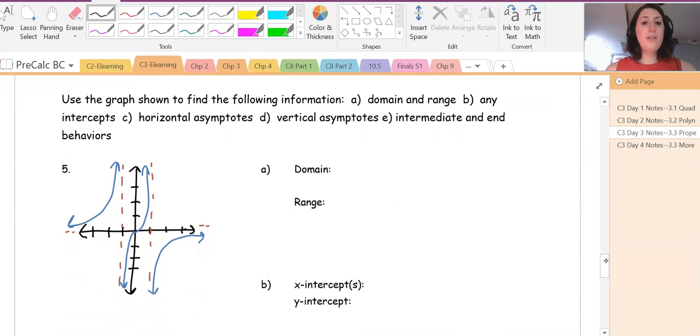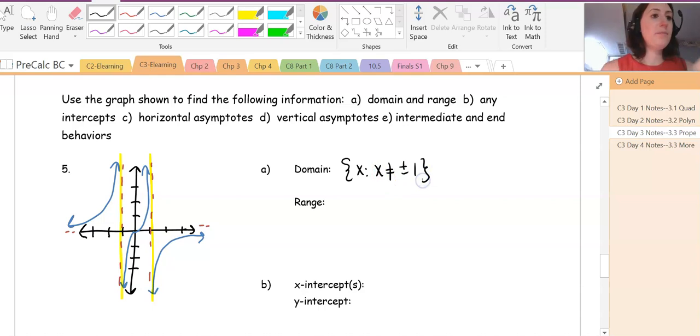All right, our final thing today, we're going to look at this graph and answer some questions. Use the graph shown to find the following information: domain and range, any intercepts, horizontal asymptotes, vertical asymptotes, intermediate and end behaviors. Okay, domain. Well, the only issues we have with our domain here are these guys right here, our vertical asymptotes. And so we're going to say that x, such that x is not equal to, it looks like a plus or minus 1.